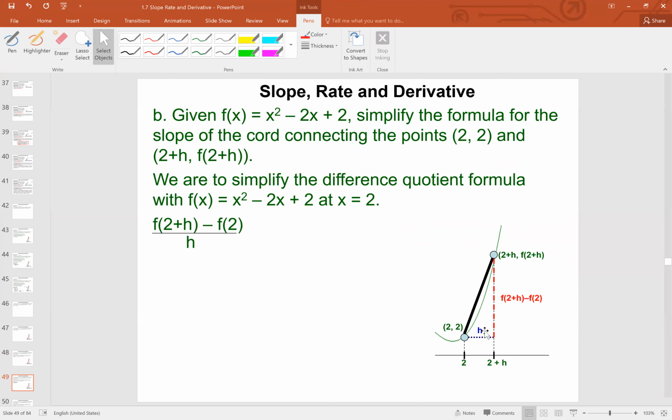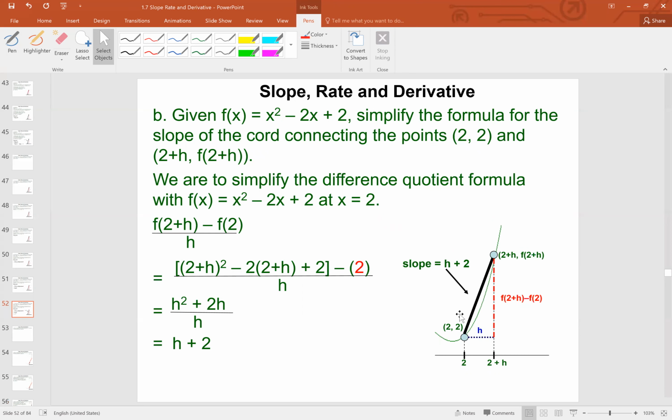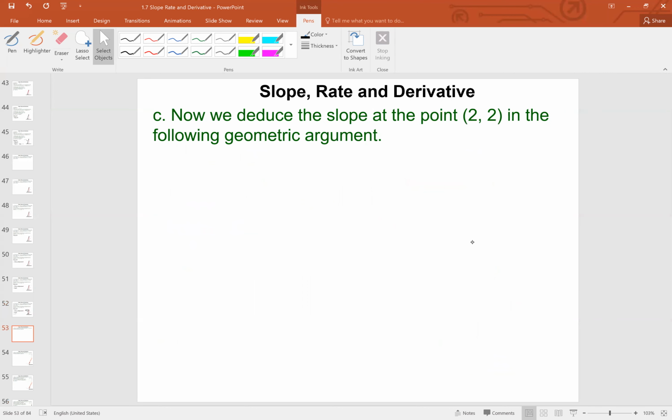Instead of a point where h is equal to 0.2, we're going to set h to be a generic distance. Let h be the distance between 2 and its neighbor, and we'll go through the algebraic calculations and simplify the algebra. Then we find out the h comes out. We find the slope of the line connecting its neighbor that's h away. It depends on h, of course, and that will be the slope, h plus 2. And from here, we can deduce what's the slope at 2, the tangent line.